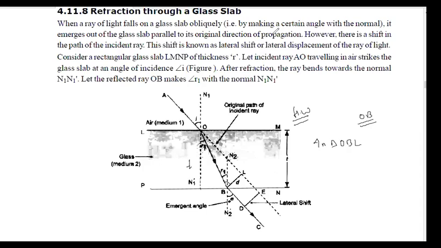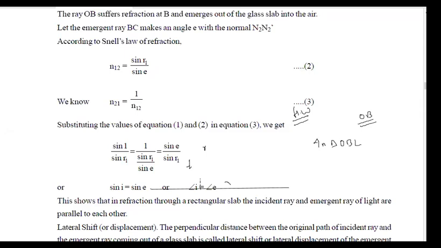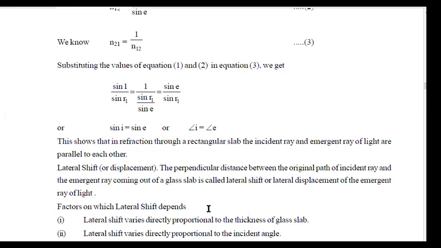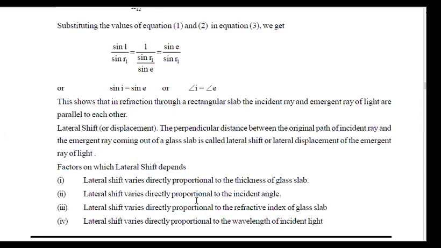Okay, now, when we talk about the concept, I proved that angle of incidence is equal to angle of emergence. Yes or no? I used Snell's law at the two surfaces, and I proved that angle of incidence is equal to angle of emergence, which means that the incident ray and the emergent ray will always be parallel to each other, right? It will just be shifted, right? And the shift depends on what? Shift will depend on thickness. Okay, it will depend on angle of incidence. It depends on refractive index also, as well as wavelength, obviously, right?